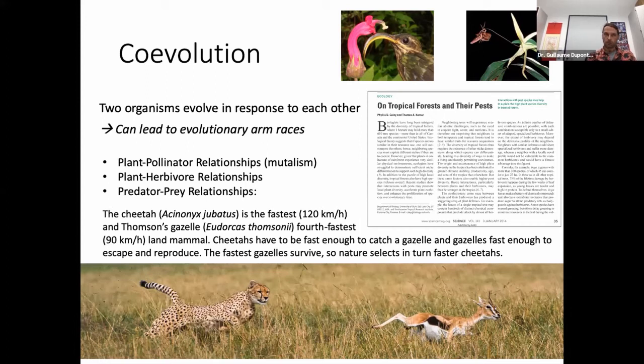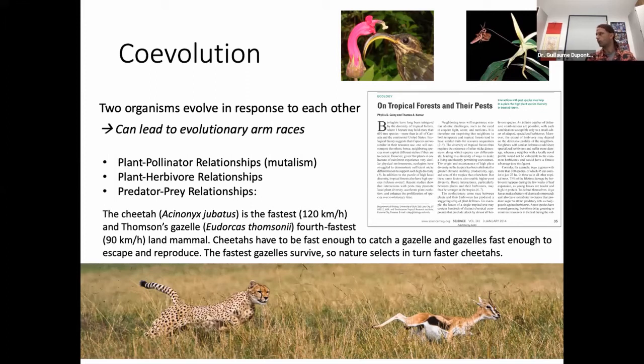And plant-herbivore relationships are one of the possible cases which explain the high diversity of trees in the tropics, where in certain areas with the same soil conditions and the same climate conditions, we have a large number of tree species in the same homogeneous environment. And the reason is that certain plants escape herbivory by developing certain chemical compounds.